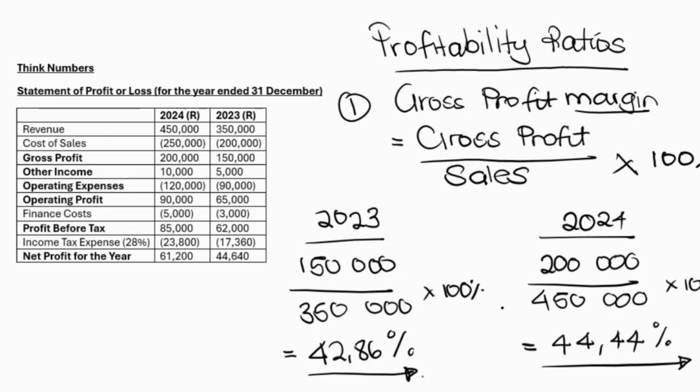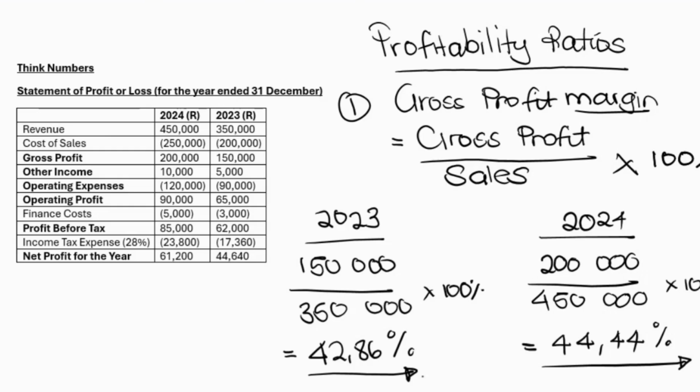So we can slightly see that the gross profit margin has increased from 2023 to 2024, which is good, which is what you want, because it means that the company is managing its costs efficiently and is pricing its products well. So a good percentage for this ratio is anywhere between 40% to 60%. And as you can see, Think Numbers is well within that range.